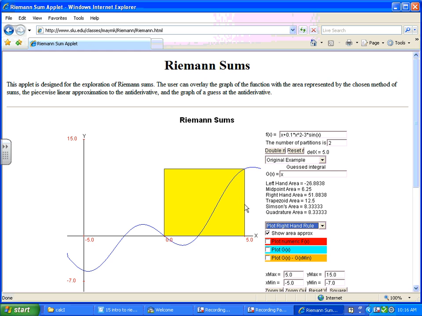Right now, it seems like I see only one rectangle. Let's see. Okay, I want to plot the right-hand rule. I want to increase the number of partitions. Let me increase it to, if I can, 4.